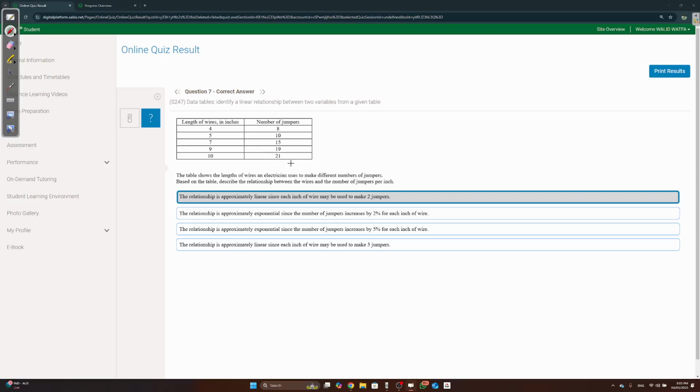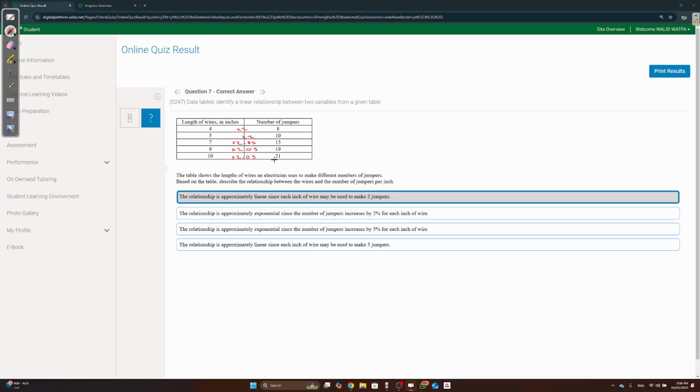The table below shows the lengths of wires an electrician uses to make different numbers of jumpers. Based on the table, describe the relationship. Okay, 4 to 8, that's times 2. 5 to 10, it's times 2. 7 to 15, that's approximately times 2 point, I don't know, 0.5 maybe. I recommend times 2.05. Approximately, I don't know for sure. And this is times 2.0.